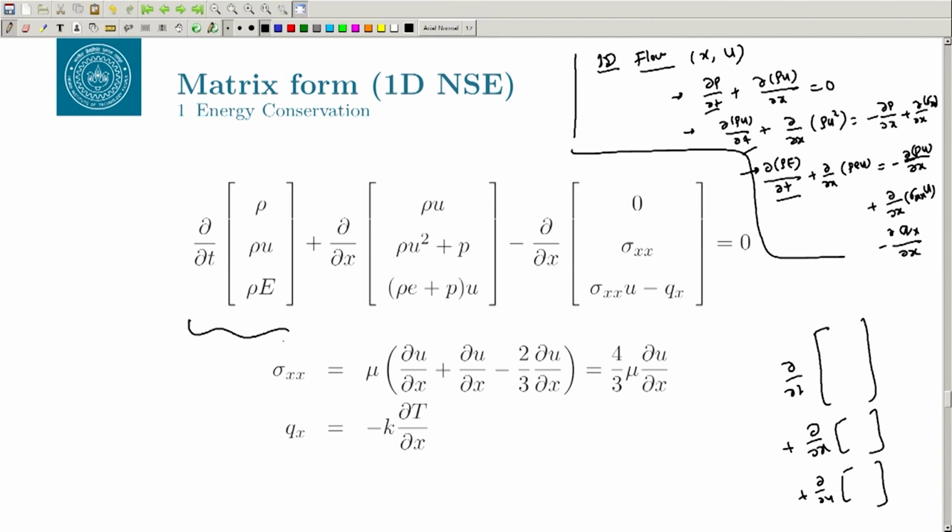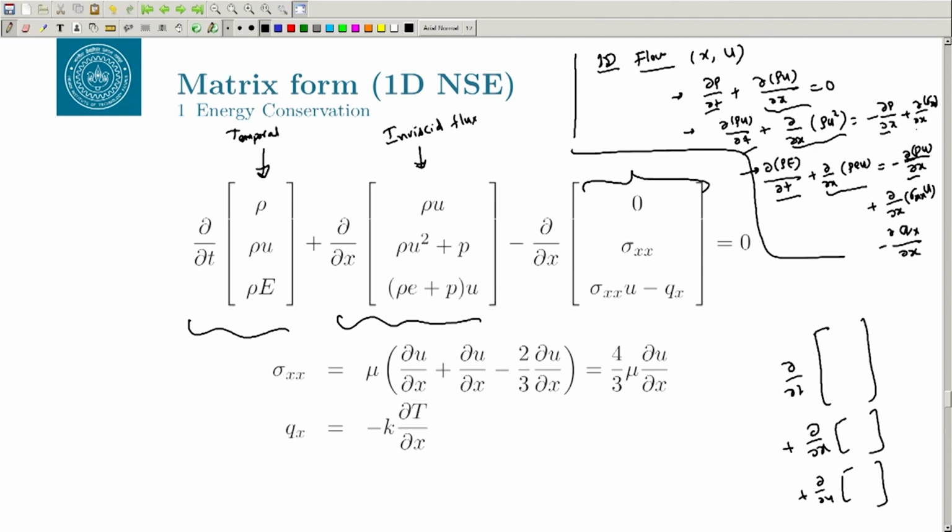So, that will give you this expression. Now it is a vector, rho, rho u and rho E, these are my conserved variables. Then we collect all the del by del x terms, even the dp by dx and del p u by del x. So, this will give you the second term. This is your inviscid term, this is your temporal term, this is your inviscid flux, and you can collect the viscous terms together.